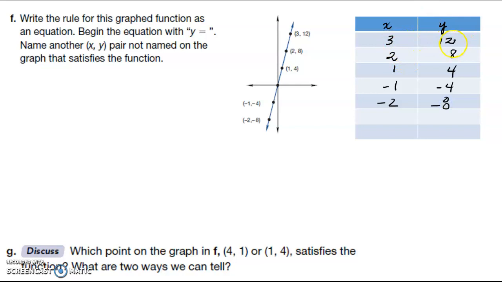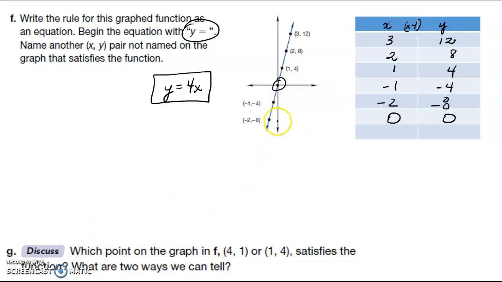So let's take a look at this. 3 times 4 is 12. Let's see if that works. 2 times 4 is 8. 1 times 4 is 4. -1 times 4 is -4. So we have to multiply x by 4. So our y equals 4 times x. And then it asks us to pull one more. So let's see, we did 1, 2, 3. Let's do 0. So 0 times 4 is 0, and it does go through 0, 0.